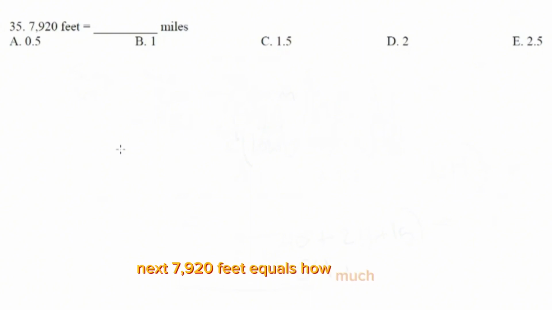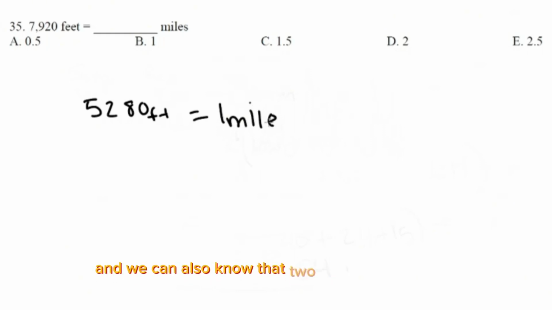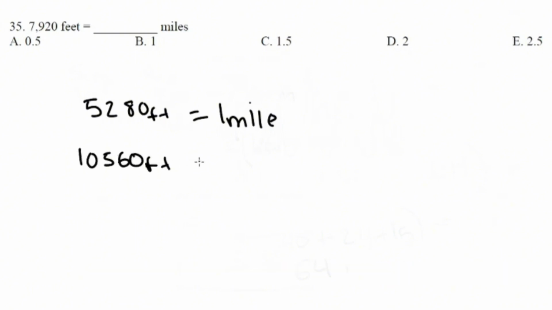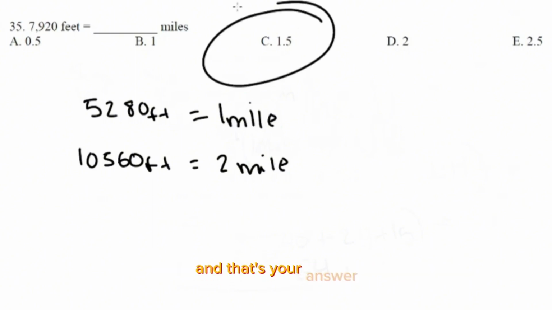7,920 feet equals how many miles? Alright, so for these type of problems, you need to know how many feet is 1 mile. So 5,280 feet is equal to 1 mile. And we can also know that 2 miles is 10,560 feet. Now the reason we need to know 2 miles as well is, if you look at this number, it's between 1 and 2 miles. And if you see, there's only one answer choice that's between 1 and 2 miles, and that's 1.5. And that's your answer.